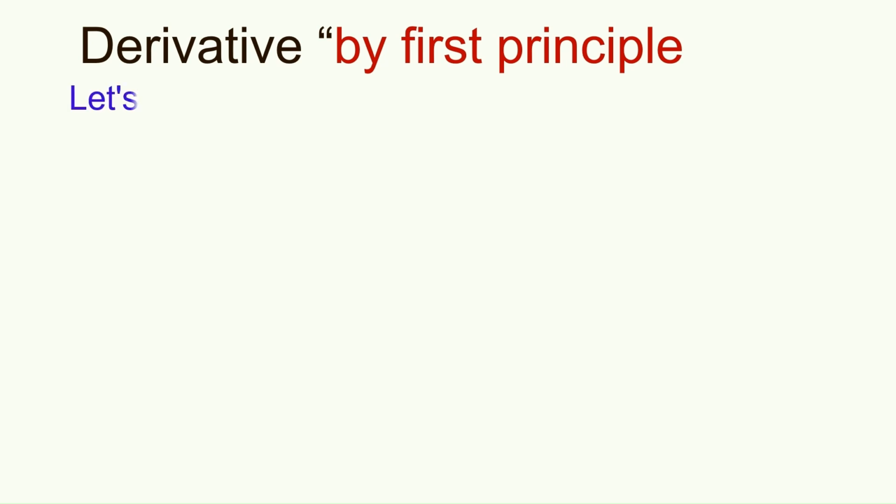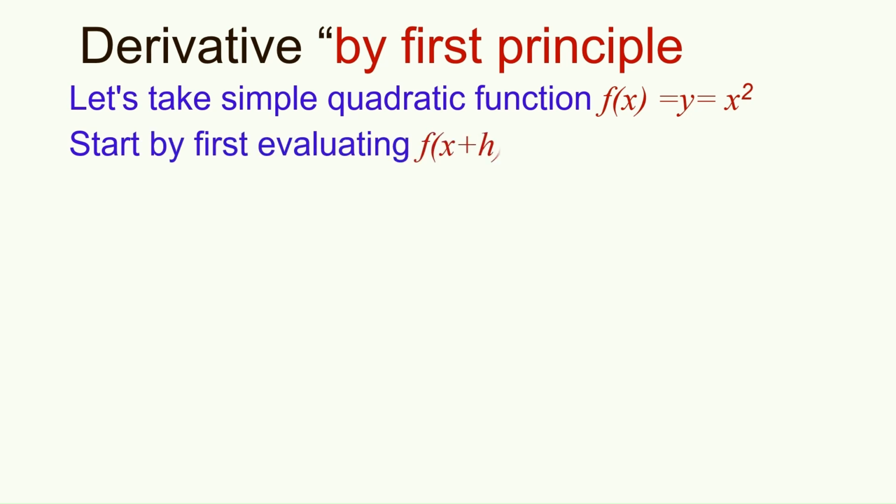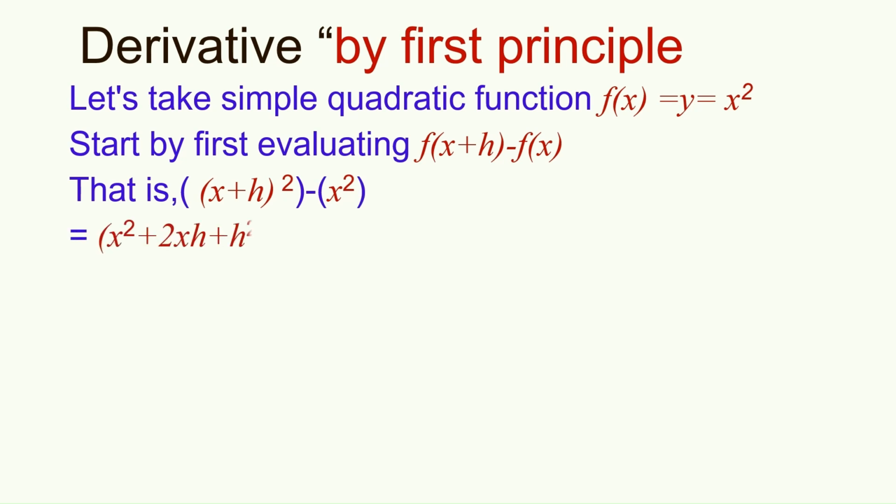Derivative by first principle. Let's take the simple quadratic function f of x equals y equals x squared. Start by first evaluating f of x plus h minus f of x. That is, (x plus h) squared minus x squared equals x squared plus 2xh plus h squared minus x squared equals h times (2x plus h).